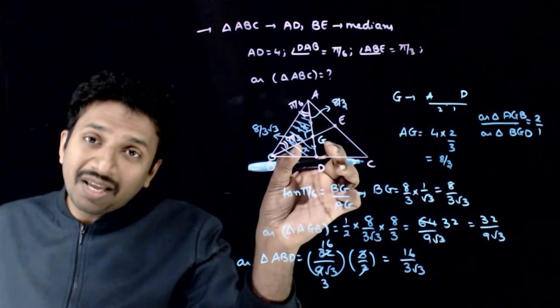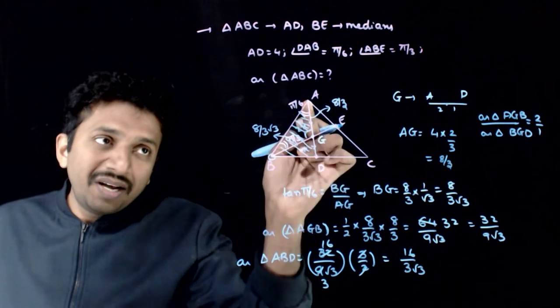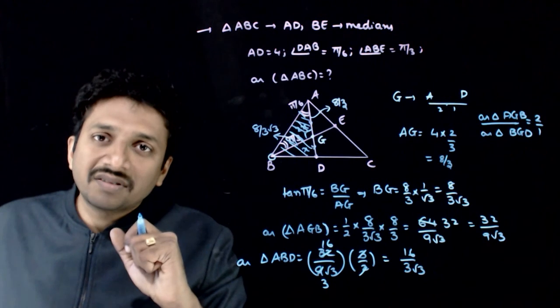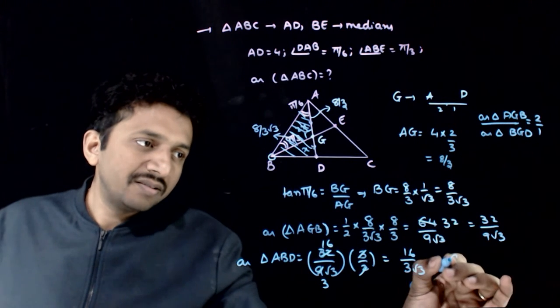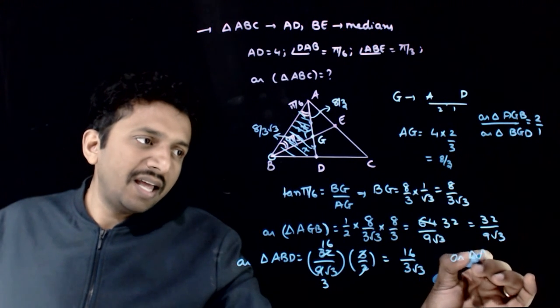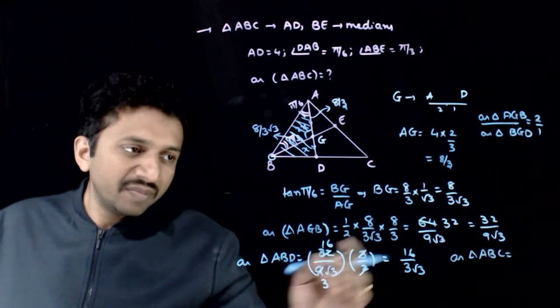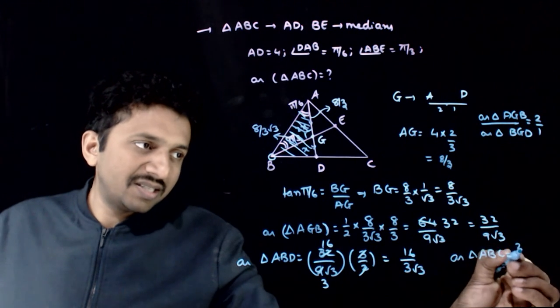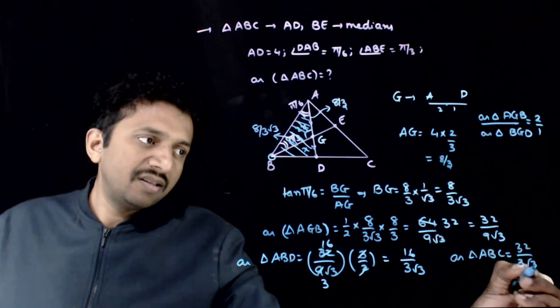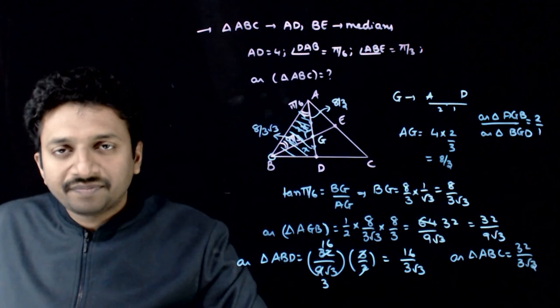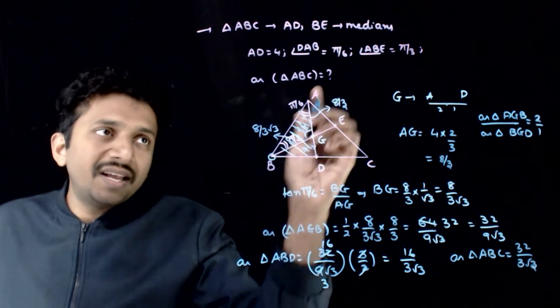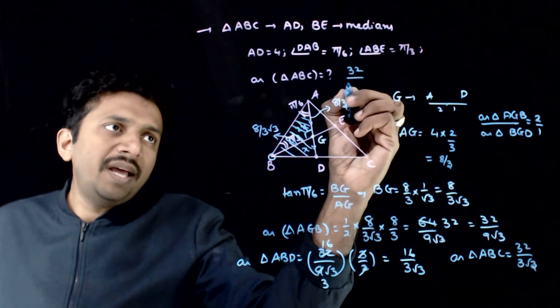Now if you want the total area of the triangle, so we know that the median divides the triangle into 2 equal halves. So the area of triangle ABC is equal to 2 times this. That is 32/(3√3). So the total area is 32/(3√3).